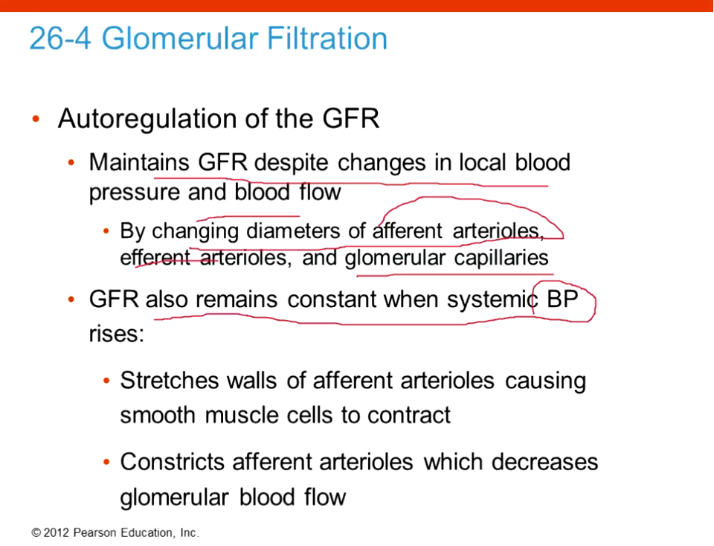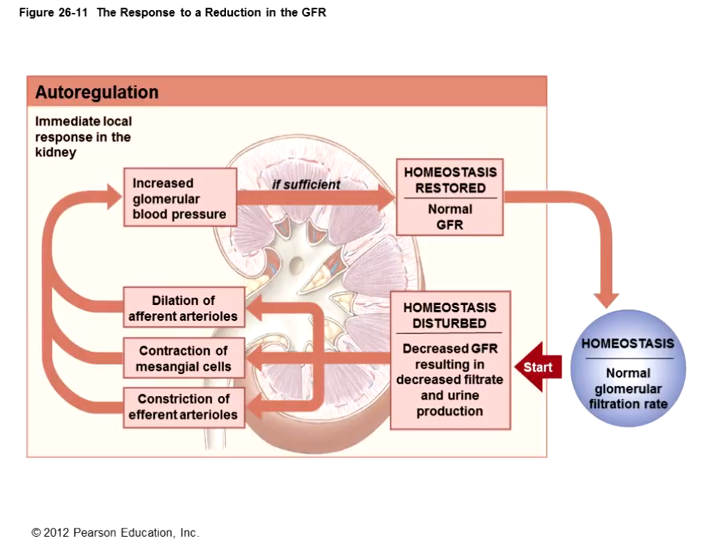So GFR remains constant when systemic blood pressure rises, right? So stretching that can occur, constriction of arterioles can also decrease blood flow to counteract that increase in blood pressure and change in blood flow. Okay, so that's a really important one. And so here you can see autoregulation, right?